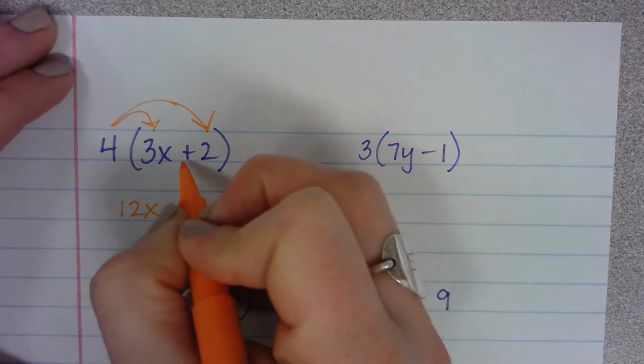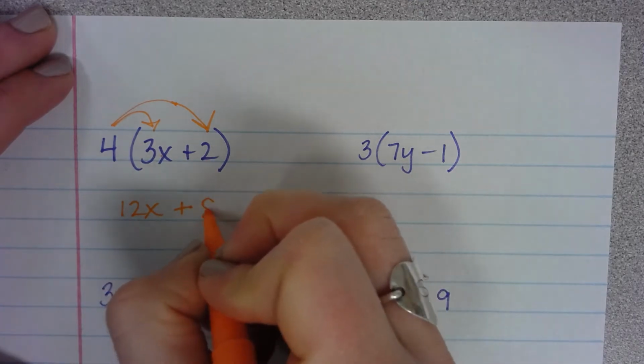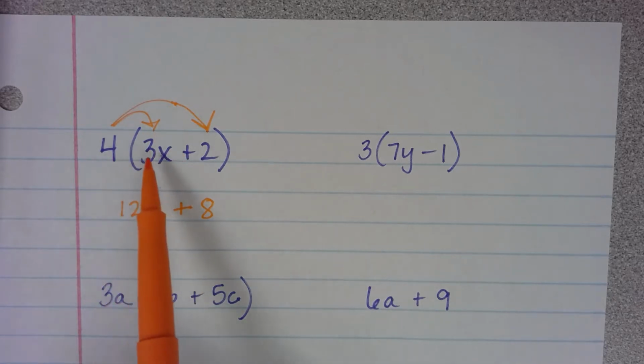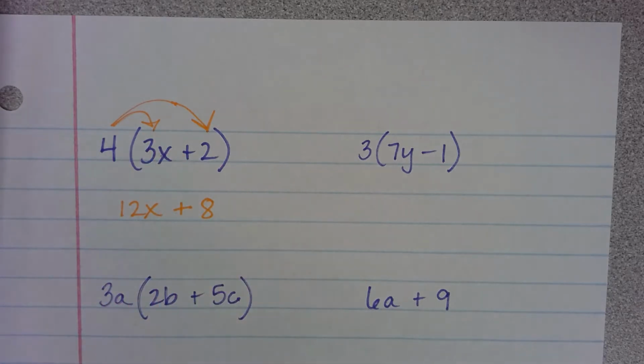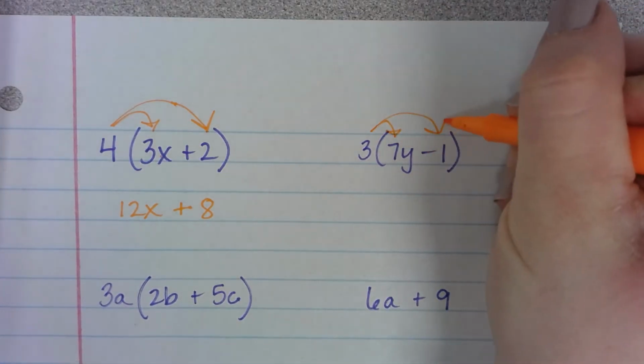Okay, my sign carries down. And then I do 4 times 2, which would be 8. Okay, so this would be my factored expression using the distributive property for 4 times the group of 3x plus 2. My next problem over here, I'm going to distribute my outside term.